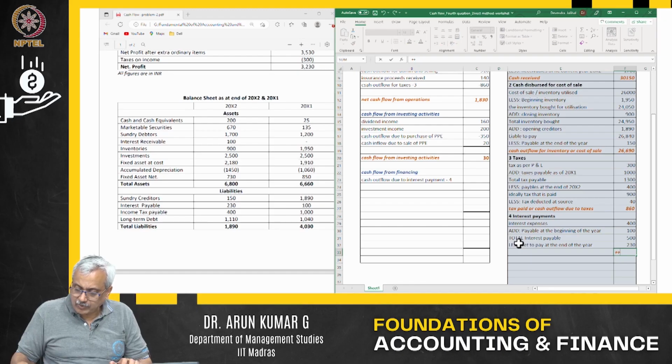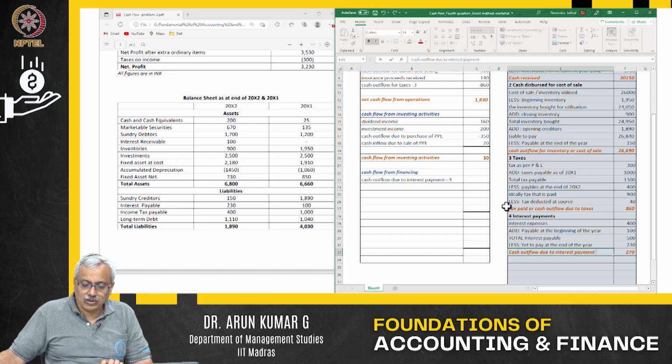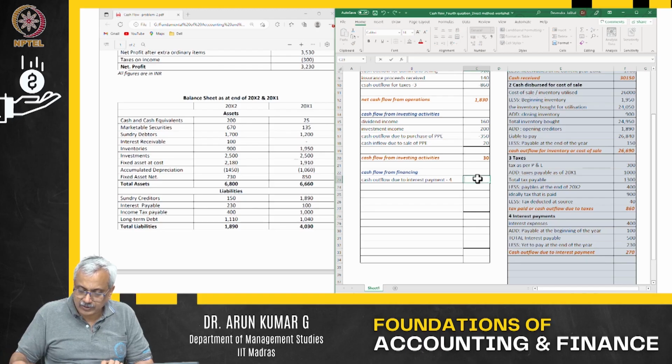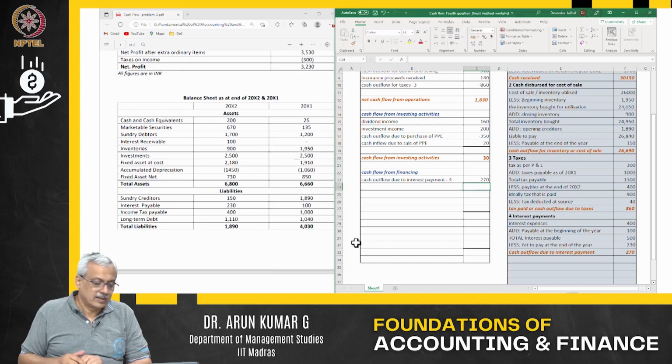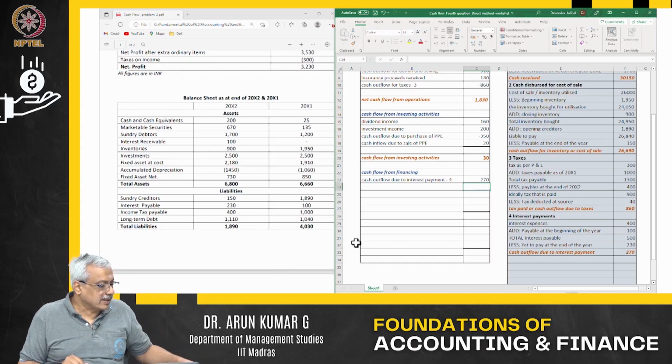So, what is the amount that I have paid? The total amount that I have paid, that is the cash outflow due to interest payment, is 270. That is what I will take from here.